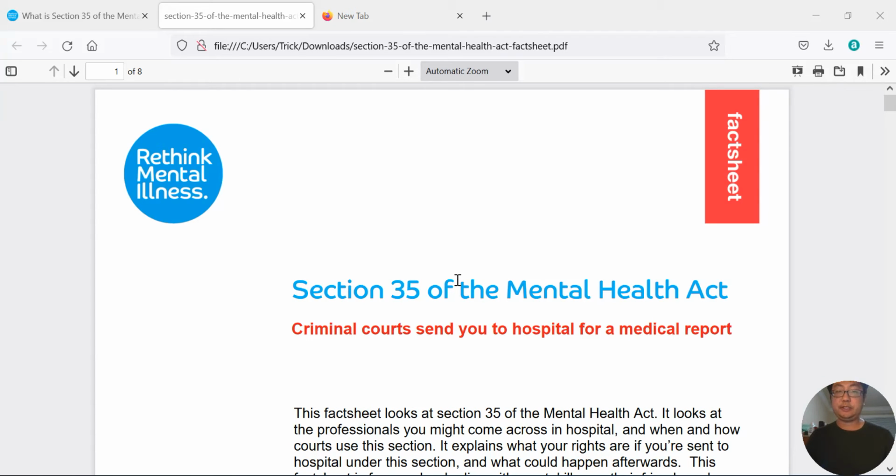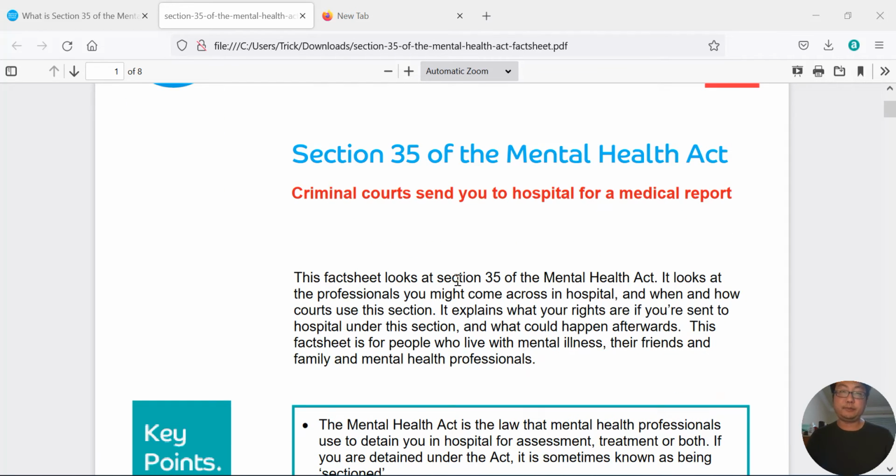This page has a lot of information, and they also give you key points and a summary of section 35. So it gave me pretty much a very good tool to explain to the consumer. So let's begin with section 35 of the Mental Health Act.